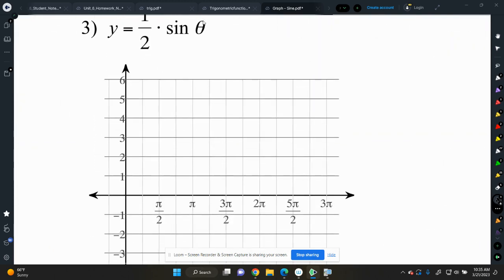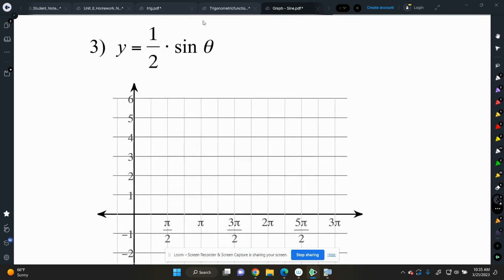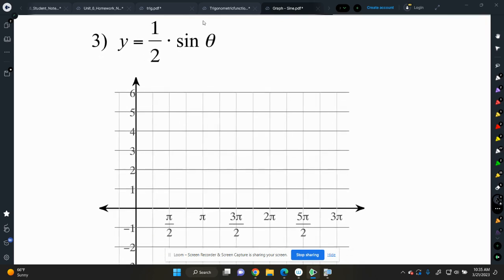All right, this one's easier, right? What's the period? 2 pi. So 0 and 2 pi, halfway, we have another x-intercept. Halfway in between, we have our amplitude, which is 1/2. So this one doesn't go up as high. And we're done.